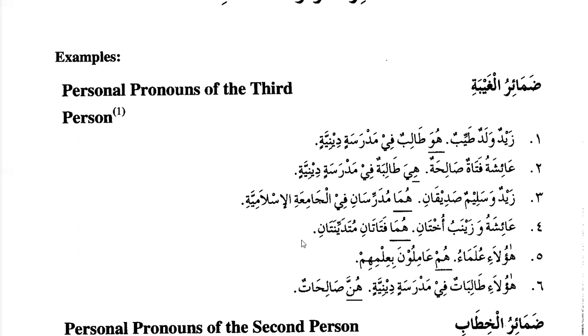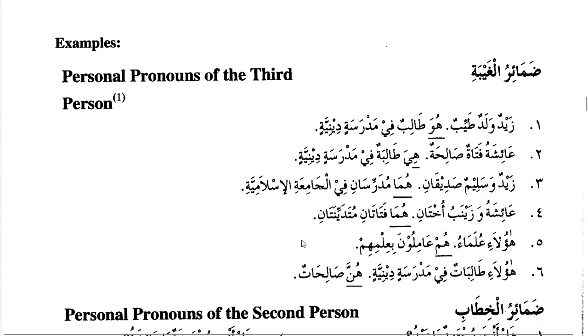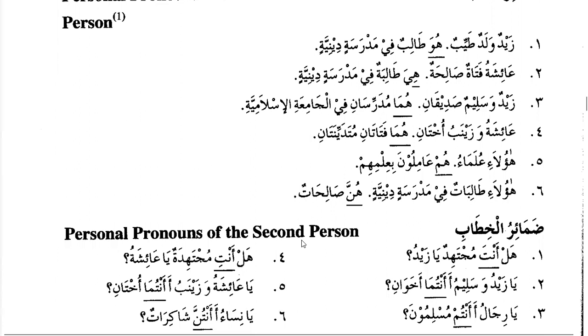Ha'ula'i ulama'u. Hum ulama'un bi ilmihim. These scholars, they are scholars both with knowledge. Ha'ula'i talibatun fi madrasatin diniyyah. These two students in the Islamic school. Hunna salihatun. They are both righteous.